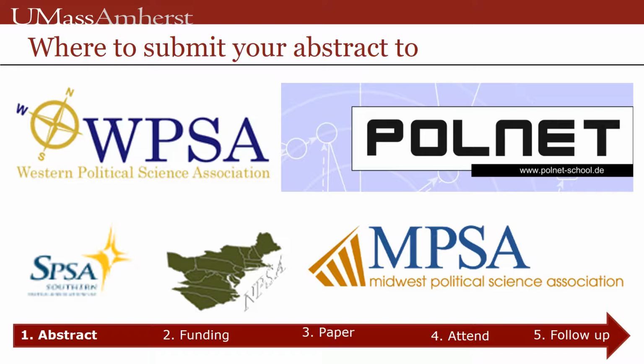These are the conferences that, to my knowledge, accept work from undergraduates. The Western Political Science Association, PolNet, the Southern Political Science Association, the Northeastern Political Science Association, and the Midwest Political Science Association. These are just the ones that I know of, so make sure you do your research. And on each association's website, there should be information about how to submit an abstract. You should look for something called Call for Papers.